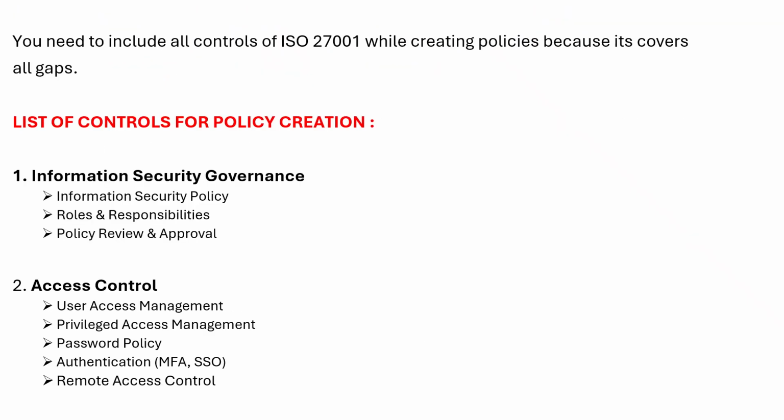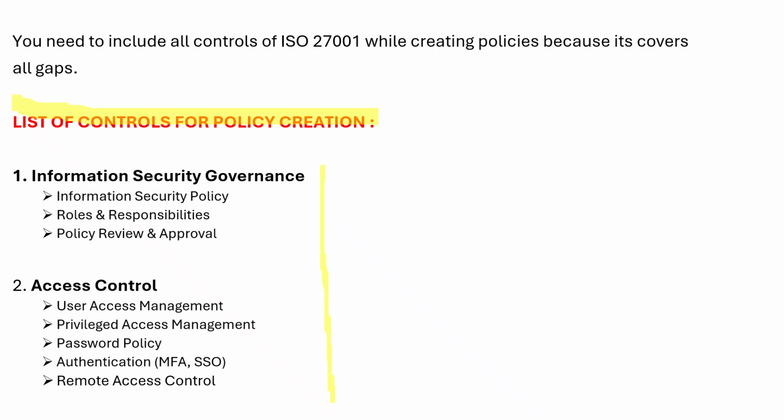Now the question arises: do we need to include all the controls of ISO 27001 while creating the policies, because it covers all gaps? I have mentioned a list of important controls. These are all the controls which have to be mentioned in your policy development phase.